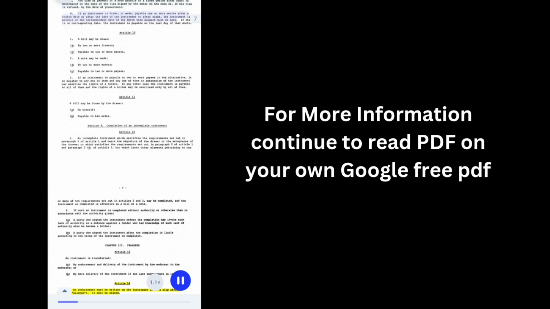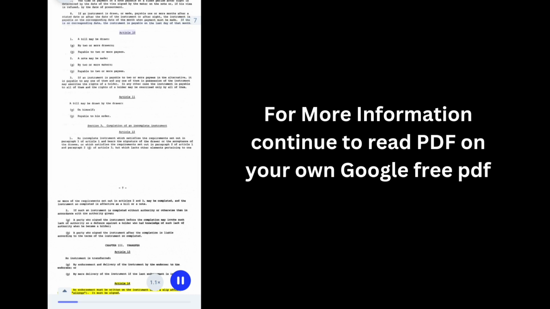8. If an instrument is drawn, or made, payable one or more months after a stated date or after the date of the instrument or after sight, the instrument is payable on the corresponding date of the month when payment must be made. If there is no corresponding date, the instrument is payable on the last day of that month.